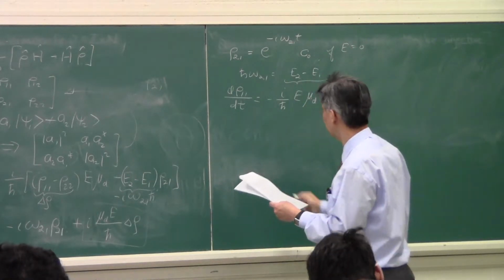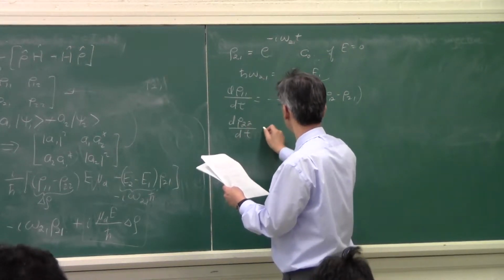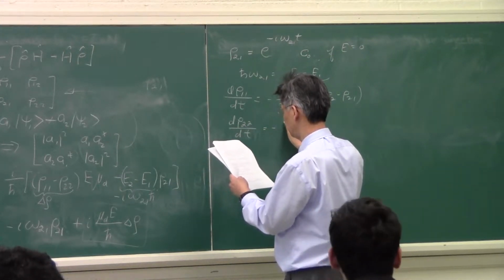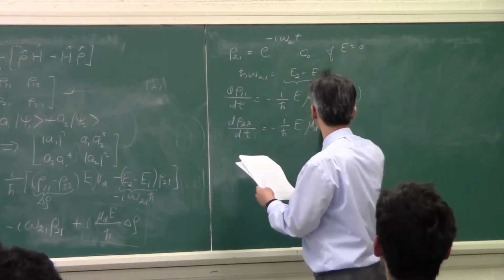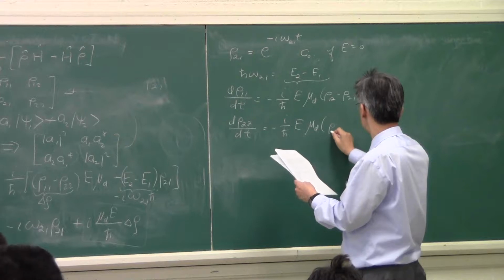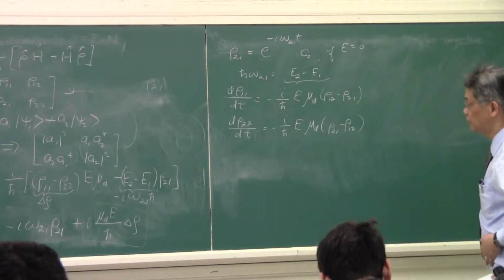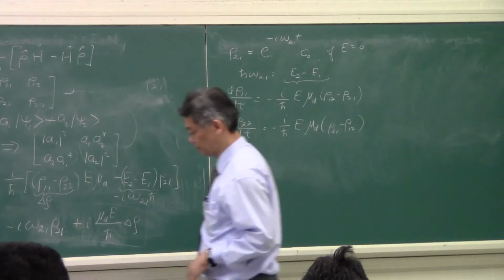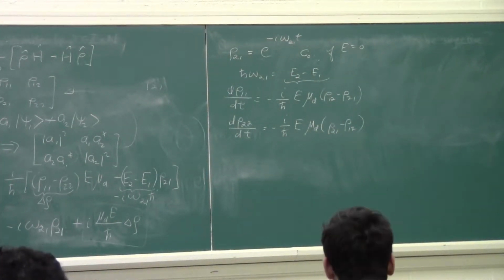And then you find that rho 2,2 is almost the same, except for some sign change: i over h-bar E mu d times (rho 2,1 minus rho 1,2). Okay? These are the diagonal terms of the matrix element of the density matrix.